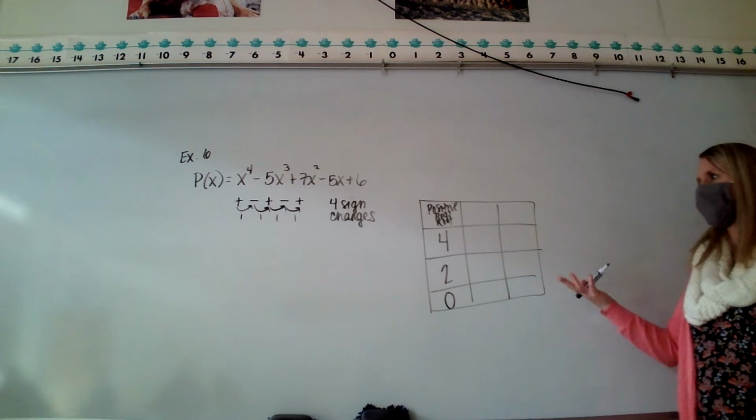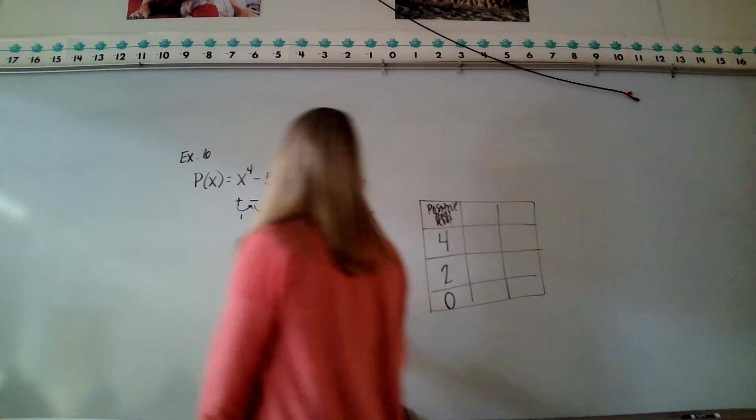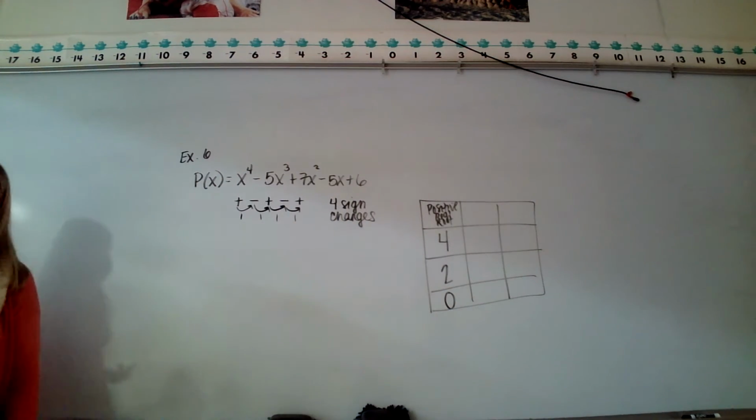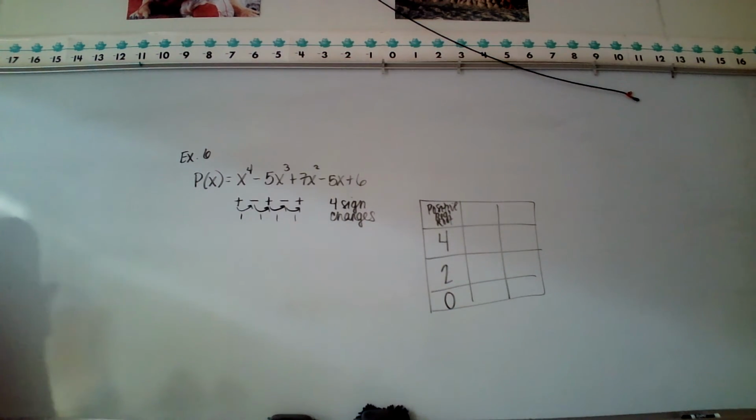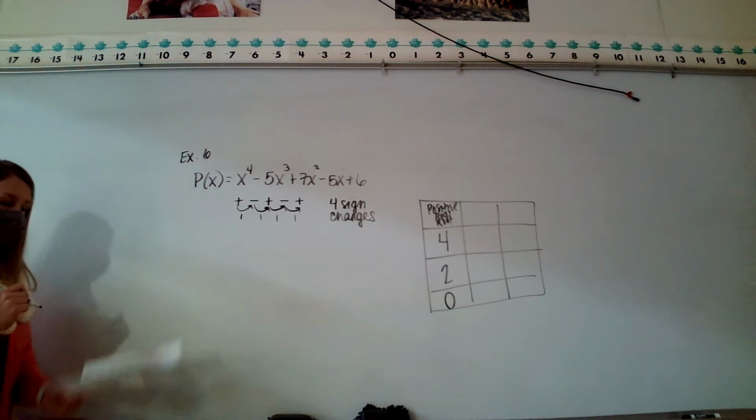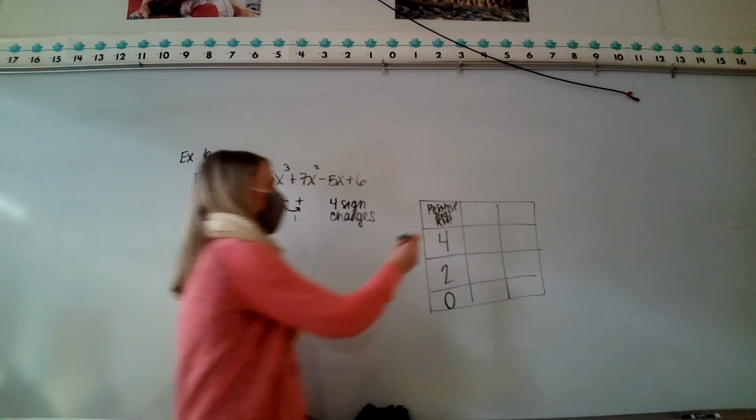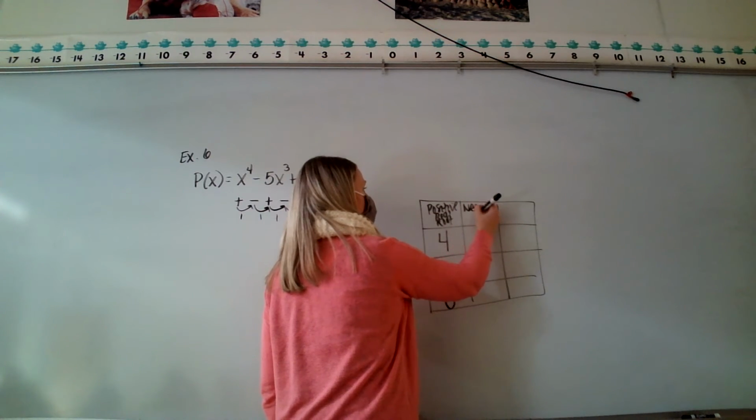So it's always how many sign changes you have. That's the maximum positive real roots. Or you can subtract 2 until you get down to 0, obviously. And that's how many possible positive real roots you have. Now we want to know how many negative real roots we have. So that's our next column here.